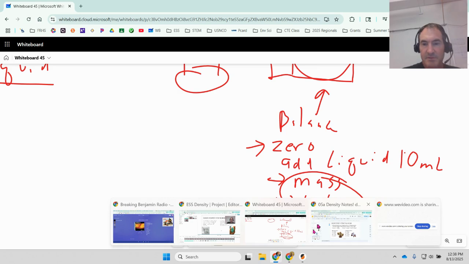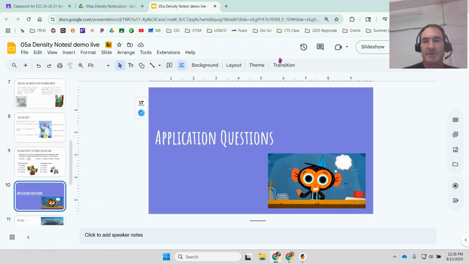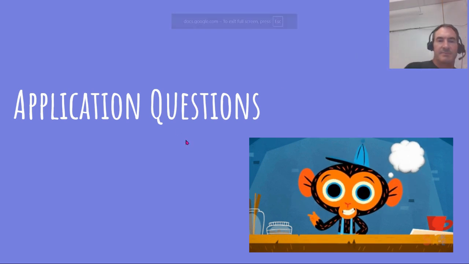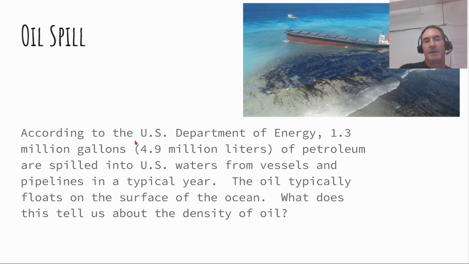We're about finished up here, and we'll take a look at a few application questions. These are just, why does density matter? Some things to think about. One is an oil spill. You might remember some famous ones like the Exxon Valdez that spilled a long time ago up in Alaska. According to the Department of Energy, though these numbers could be a little old, 1.3 million gallons of petroleum, that's another word for oil, are spilled into U.S. waters every year. Now, you might know oil typically floats on the surface of the water.